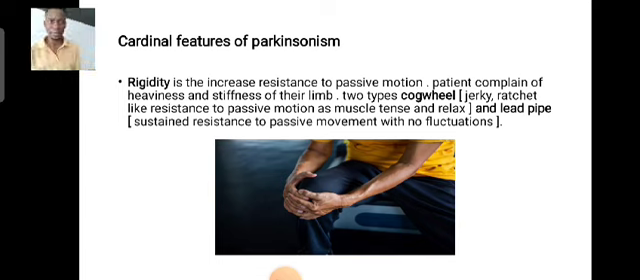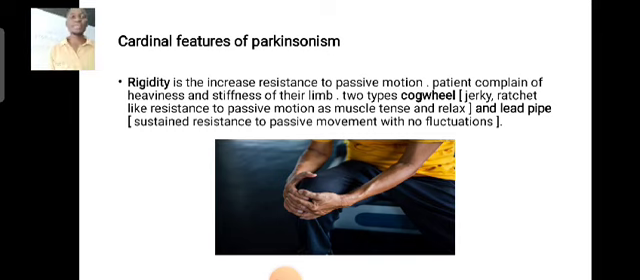Let's begin with rigidity. Rigidity is increased resistance to passive motion. If I want to move the hand from here, there will be resistance to my motion. That is rigidity. Now there are 2 types of rigidity: cogwheel and lead pipe.